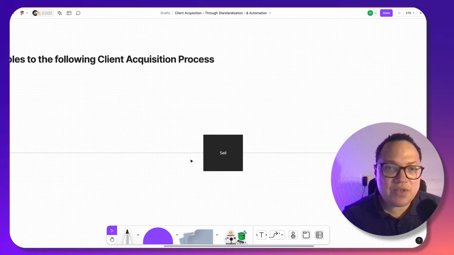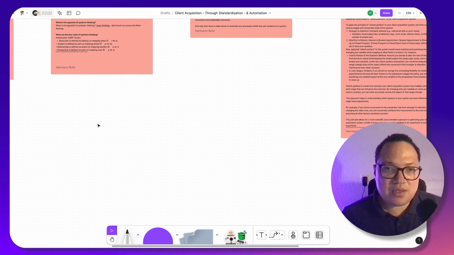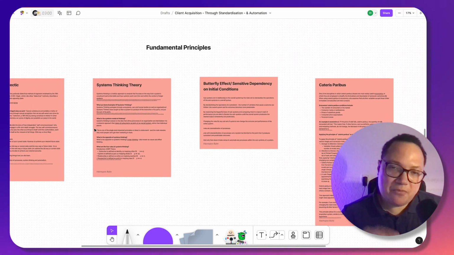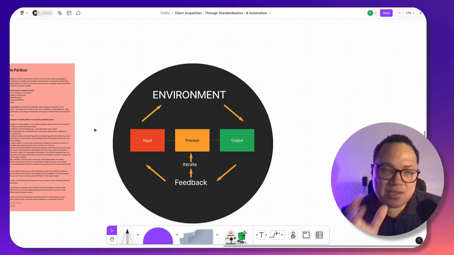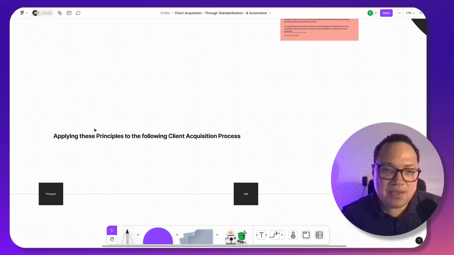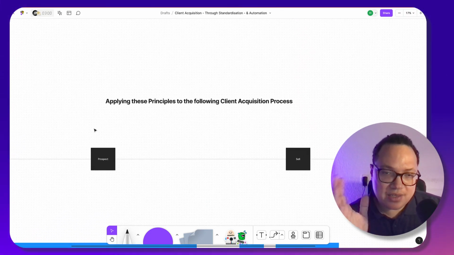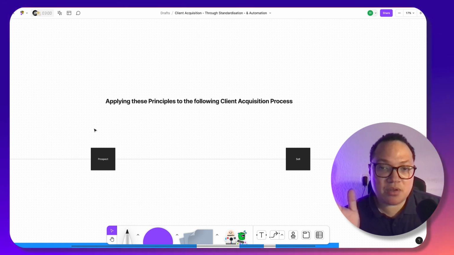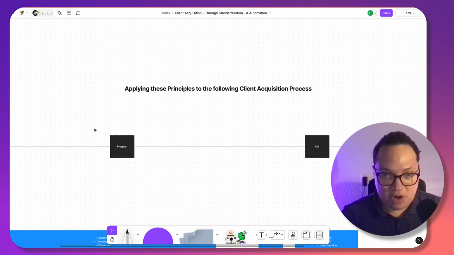So now we've taken a look at systems and automations, and we've taken a look at the core principles, the fundamental principles required to actually set up and run a system. Let's get into the nitty-gritties of an actual system and how we would apply these principles to create a client acquisition process.